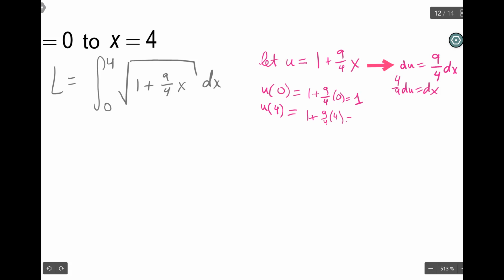Times 4. So this is just 1 plus 9, which is 10. Cool. Okay, so we... Wait, I didn't get the answer. Huh? How? Oh, 10, not 2. Did you say tau? You said 2. Oh, okay. Alright, let's keep going.